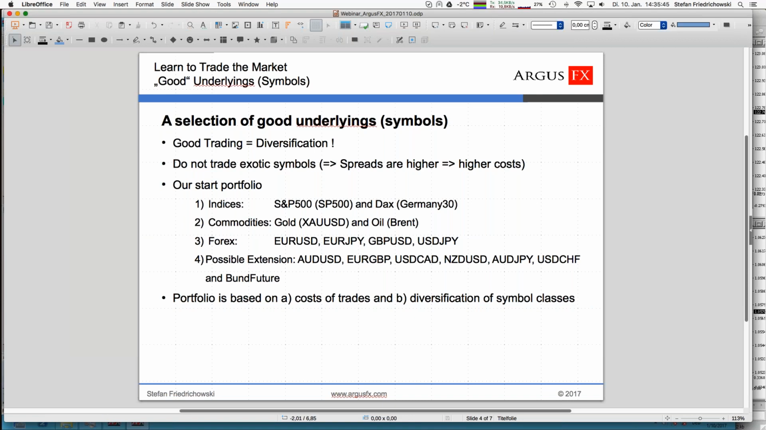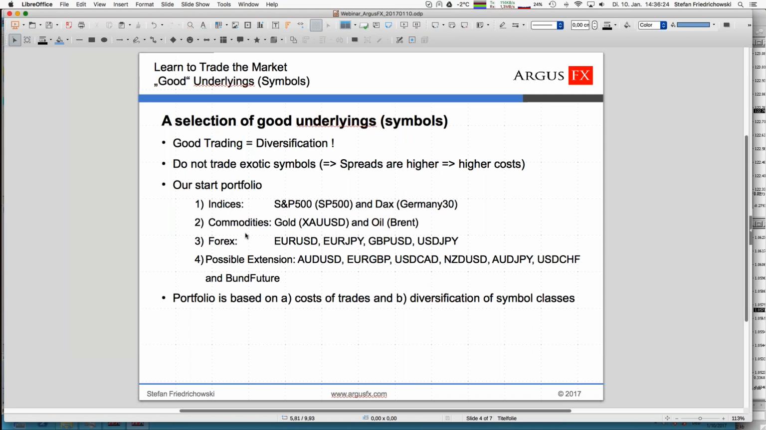So what I want to do now is I want to set up a portfolio of underlyings, and within that portfolio I want to have two indices. One is the S&P 500, so the overall US market represented by the S&P 500, and another one which is simply the favorite of all German traders, the Germany 30, or the so-called DAX, and the symbol within Argus FX is called Germany 30. And by the way, S&P 500 is called SP 500.